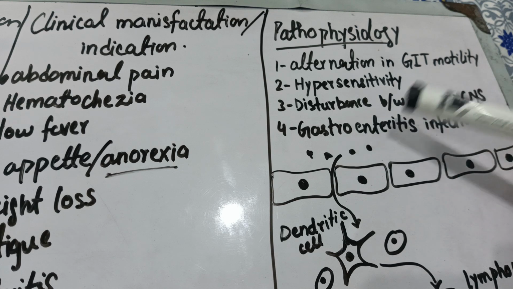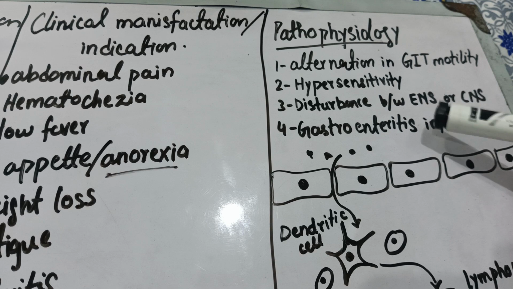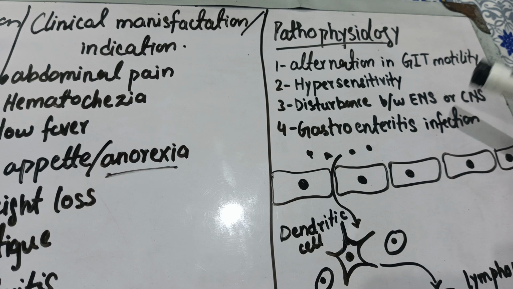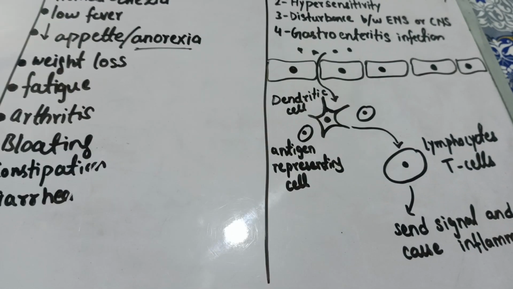And lastly, the fourth reason is gastroenteric infection. Some types of infections happen due to a bacteria or any kind of microbe, due to which you feel inflammation in your large intestine. Now I will explain the fourth pathophysiology in detail. So here I have drawn a diagram for you.